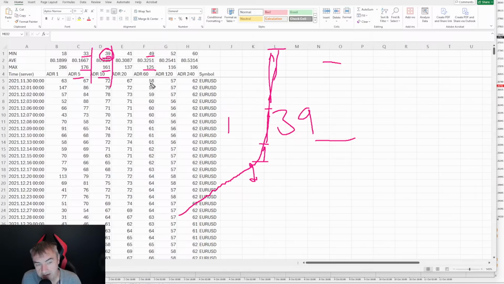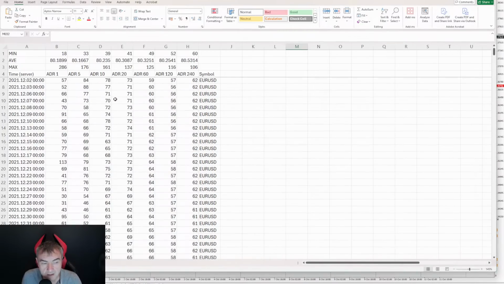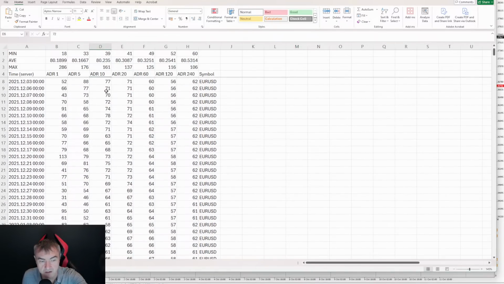So we're now looking at ADR 60. We've got a 49 minimum and a 125 maximum. So the differences are much, much smaller. So if we go through and just look at these columns, so this is every day what the ADR figure was. Yeah. So if we go through them, you see we're starting at 72 here on ADR 10.